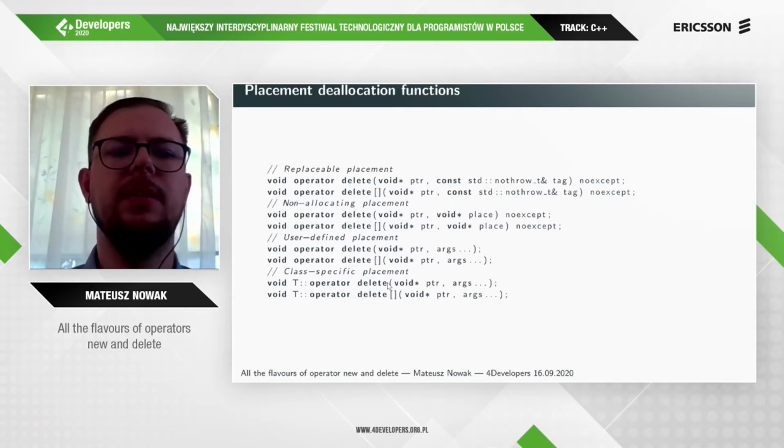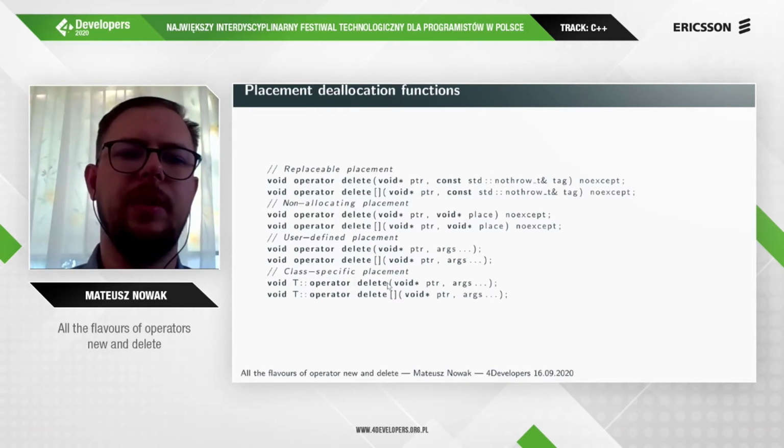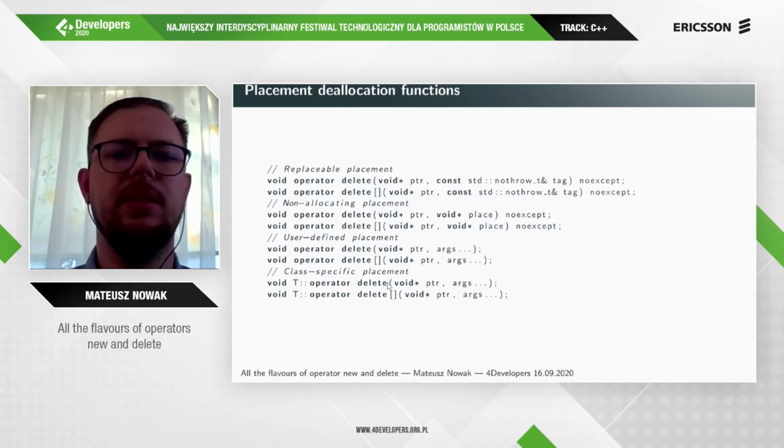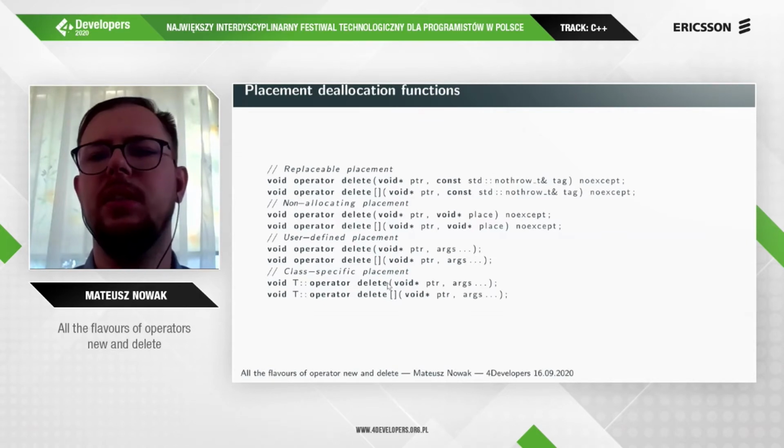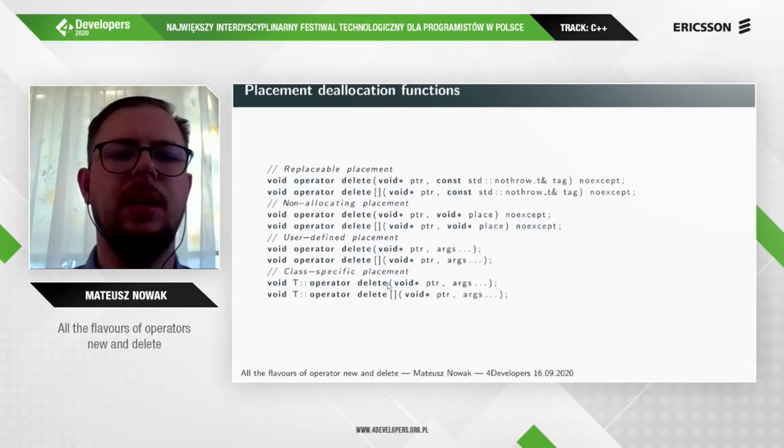With the allocation functions, there are also a few deallocation ones. We have non-throwing placement functions. We have the non-allocating placement delete, which is the one that is called when the object constructor throws an error. So if we have some problem with construction, this one will be called. We can define the placement operator delete on our own, and then we can also have a class-specific placement delete operator.